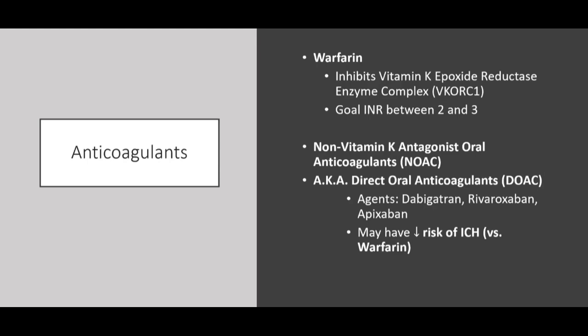Now, when we say that we are going to place our patients with atrial fibrillation on anticoagulation, we have a couple of options at our disposal. Of course, we have warfarin. This works by inhibiting vitamin K epoxide reductase enzyme complex, also known as VKORC1. And ultimately, our goal on this warfarin is going to keep our patients at an INR that is between 2 and 3.